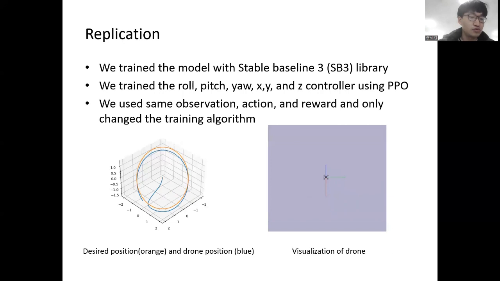After that, we trained the roll, pitch, yaw, X, Y, and Z controllers using PPO from the Stable Baselines 3 library. Furthermore, we use the same observation, action, and reward, and only change the training algorithm. As on the previous page, the left image shows the desired and drone position in the test, and the right video is the visualization of the flight during the test.